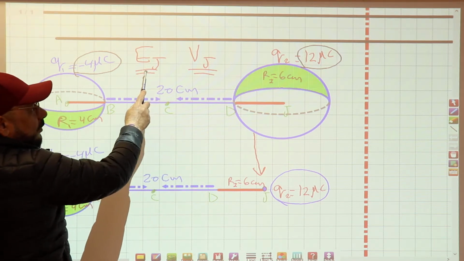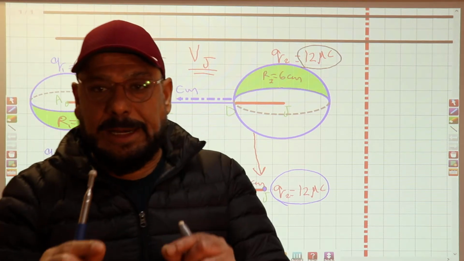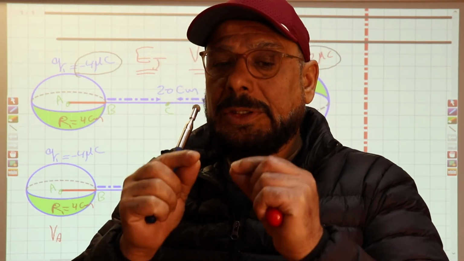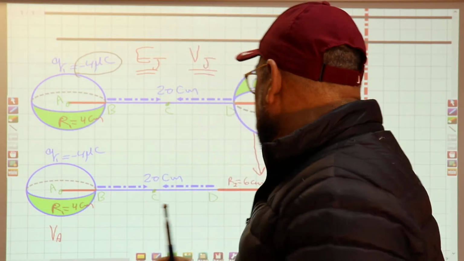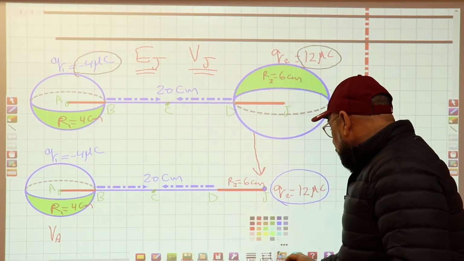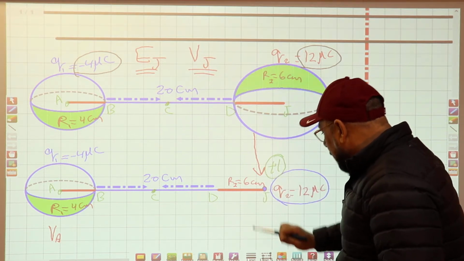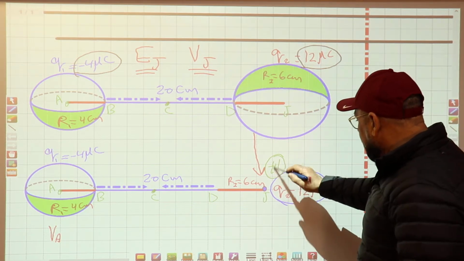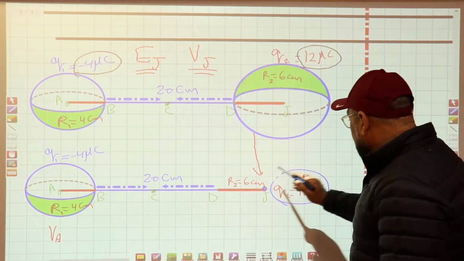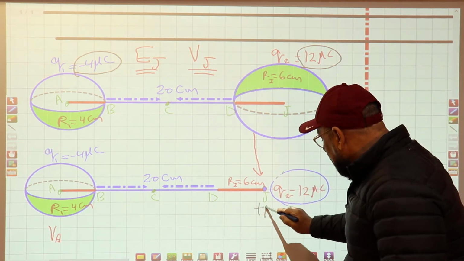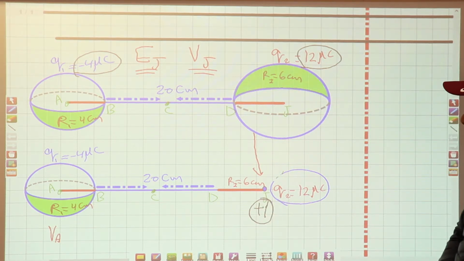To find the electric field at any point, you have to assume there is a positive one charge at that point. A positive one at the point J. We have to assume there's a plus one charge here. Plus one, always. At any point where you want to find the electric field, you assume a positive one charge.